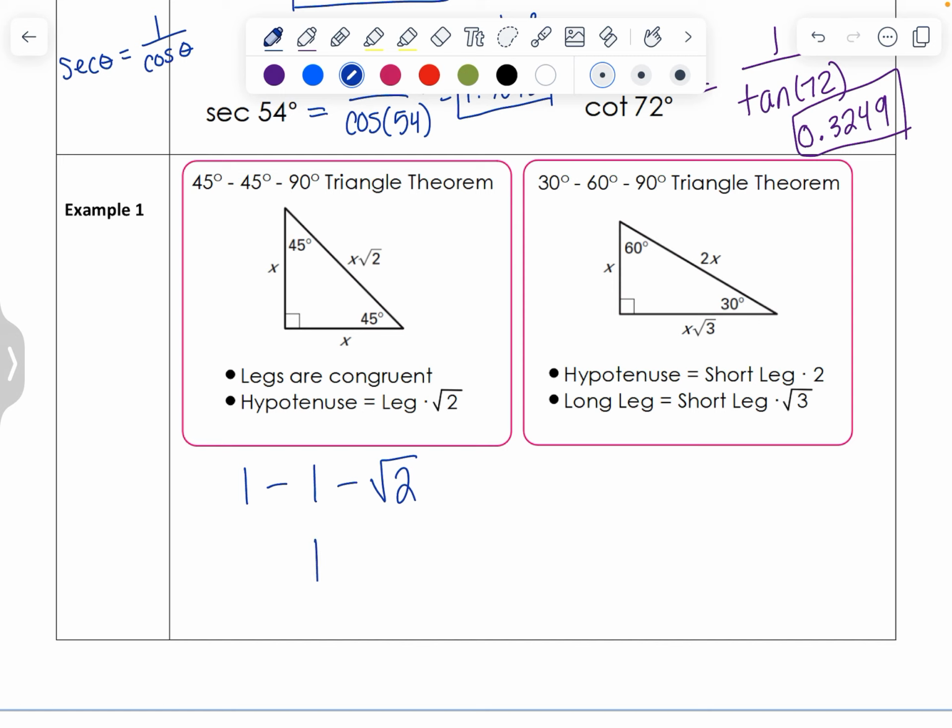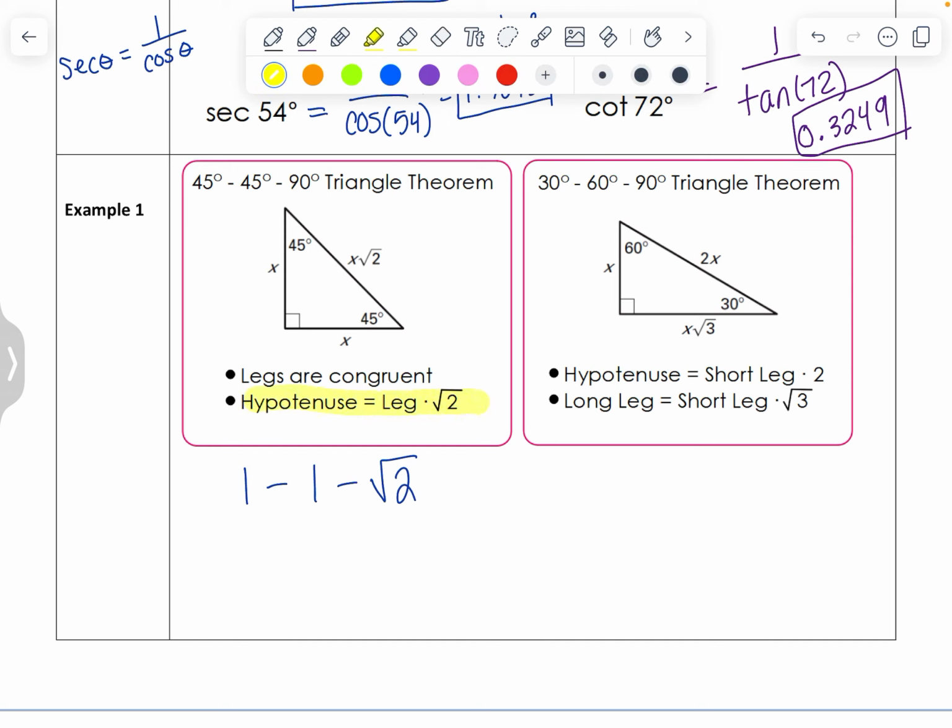So in a standard 1, 1, square root of 2, or it could be 2, 2, 2 square roots of 2, or it could be 5, 5, 5 square roots of 2. So the hypotenuse is always square root of 2 times as big as the legs, and the legs are always equal. So we'll see how that works. You have a nice equation here you can use too.